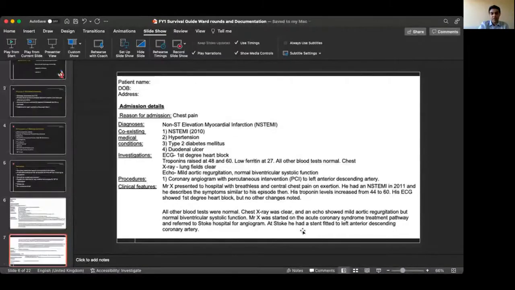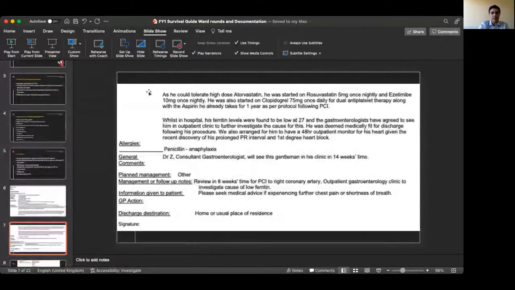So next I move on to my next slide. This is the clinical features section continued. I go on to explain any changes to medication and why, the rationale why we've chosen a certain medication and not another. As this patient could not tolerate atorvastatin at high dose, he was started on rosuvastatin instead and ezetimibe.